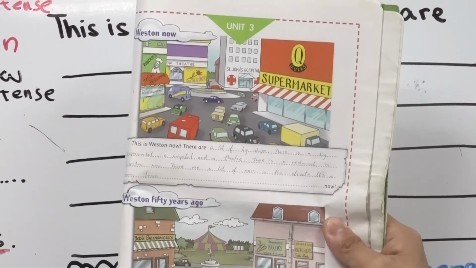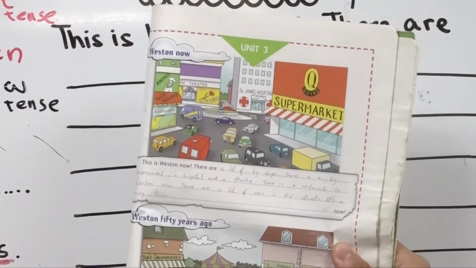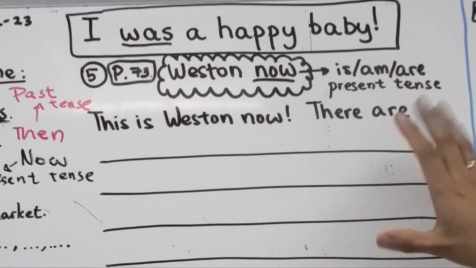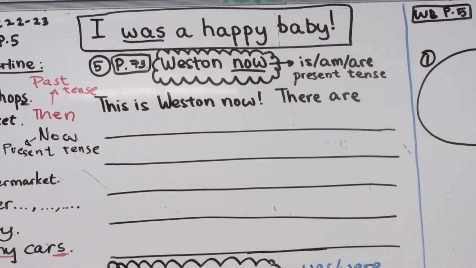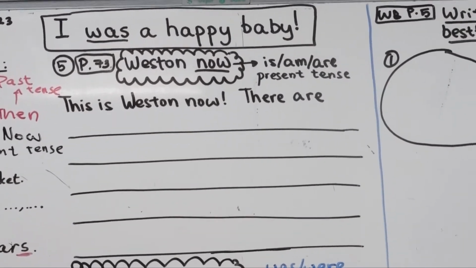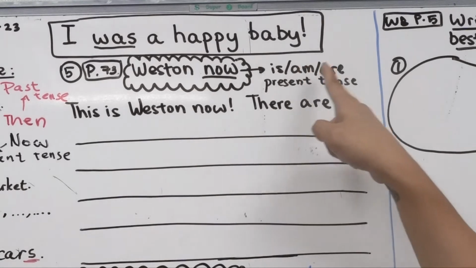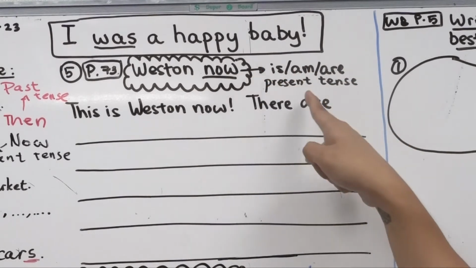All right, we will have to start doing the writing exercise. Okay, the first writing exercise for today. All right, so it's the same as your book, right? We have 1, Weston now, and the second one, Weston 50 years ago, okay? So, when we are talking about now, we will use "is" because it is the present tense, right? Now we'll use present tense.